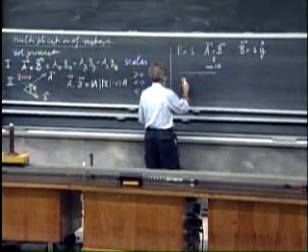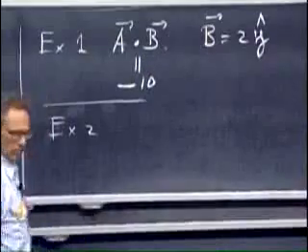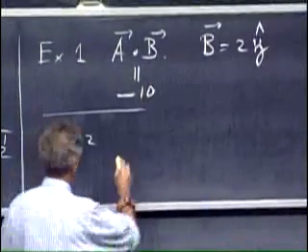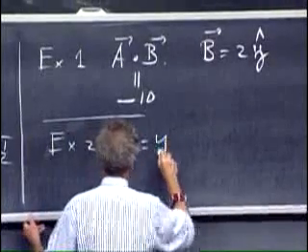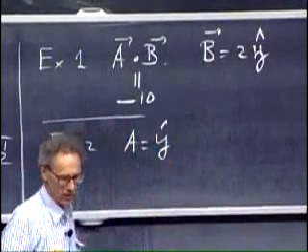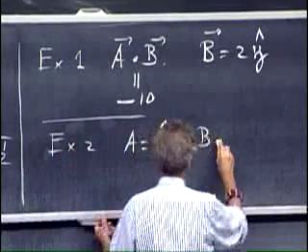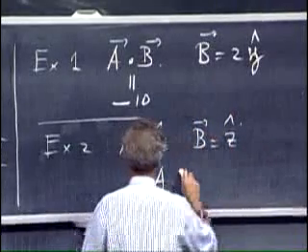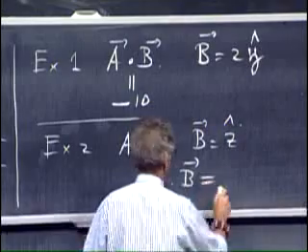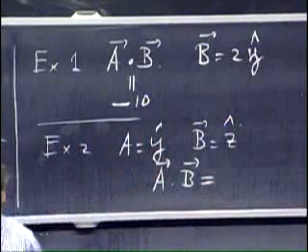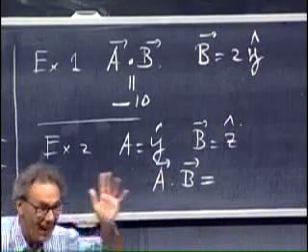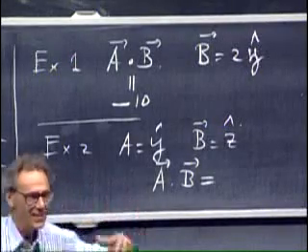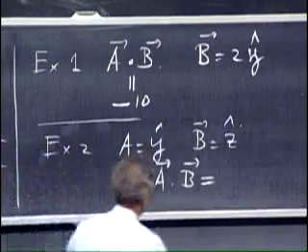I can give you another example. Example 2. Suppose A itself is the unit vector in the y direction, and B is the unit vector in the z direction. Then A dot B is what? I want to hear it loud and clear. 0. Yeah, it is 0.